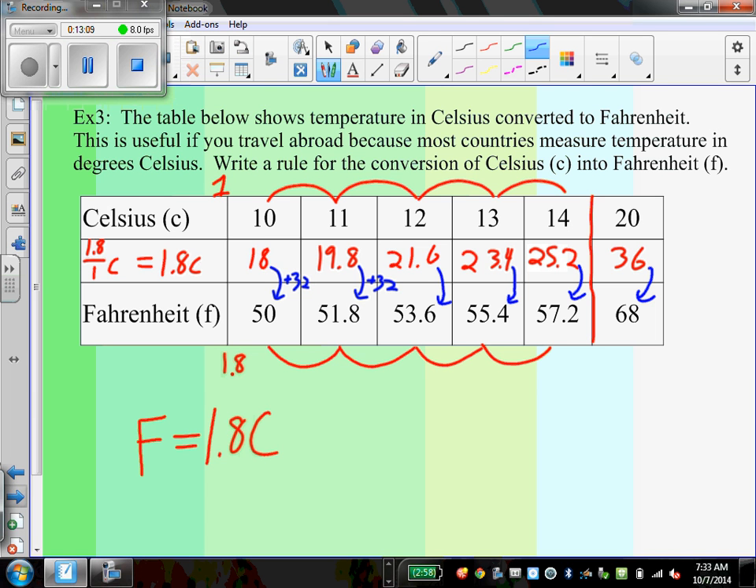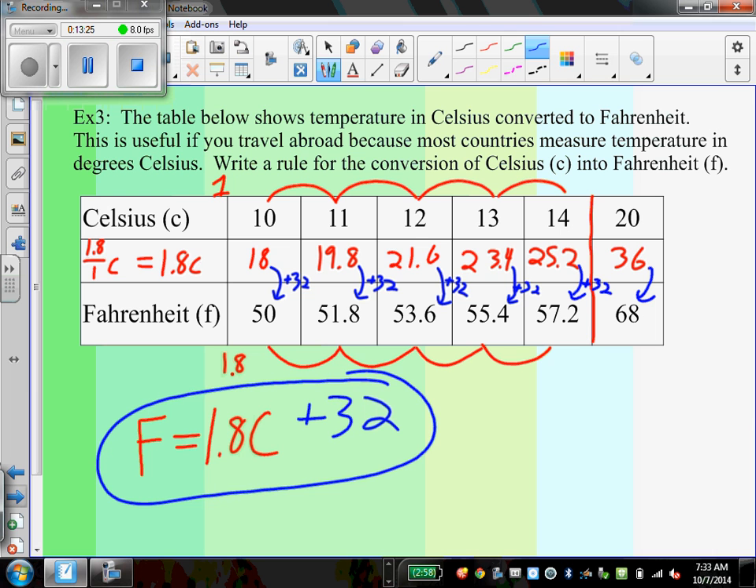If you don't know that, what you can do is take the Fahrenheit number, subtract the red number, and you'll see that each time when you do that, you're going to get 32 as the answer. So we get plus 32 there then. And that is our rule.